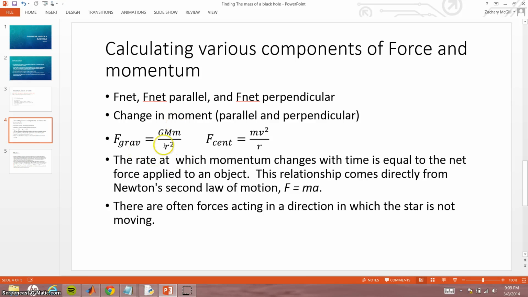Moving back to the PowerPoint, just a few things. To find the object's mass, we used the gravitational force formula, which is big G times mass 1, mass 2 divided by r squared. So the rate at which momentum changes with time is equal to the net force applied to an object. In this case, we are using the derivative form of Newton's second law, where the changes in time interval and momentum are so small that they're actually the derivative of velocity, which is acceleration, which, as you guys should probably know, is Newton's second law. Force equals mass times acceleration. And there are often forces acting in a direction in which the star is not moving.